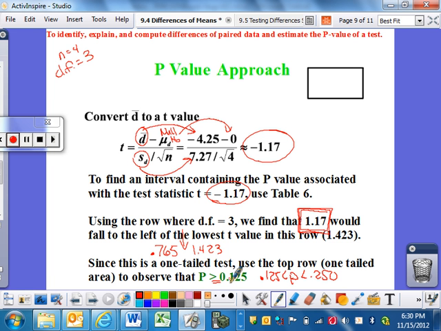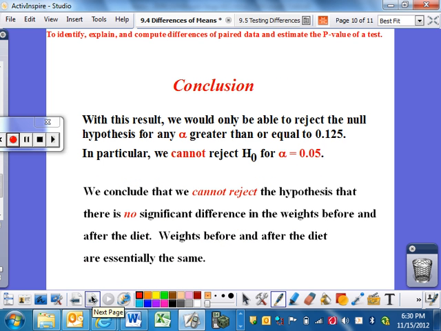In either case, we are going to now finish our test. How do I finish a test? What do I compare it to? It goes back to my alpha. What was my alpha? Okay, the alpha was 0.05. The only way we reject is if my p-value is less than my alpha. Well, what is my p-value? It's at least 0.125. My alpha is 0.05. This is way bigger. So that means I cannot reject it. Okay? So what do I conclude?